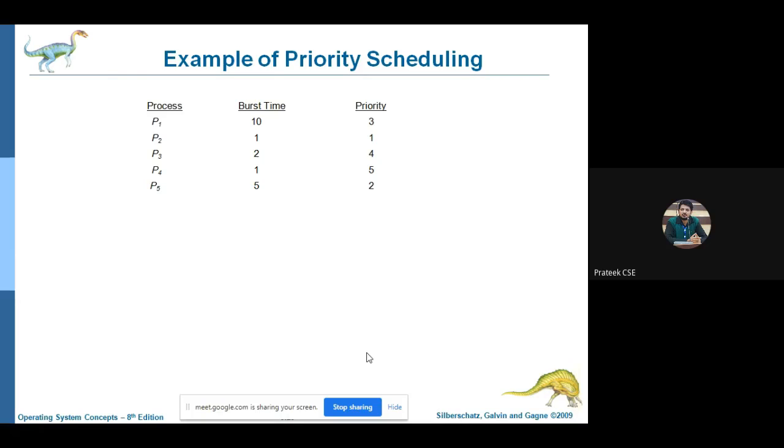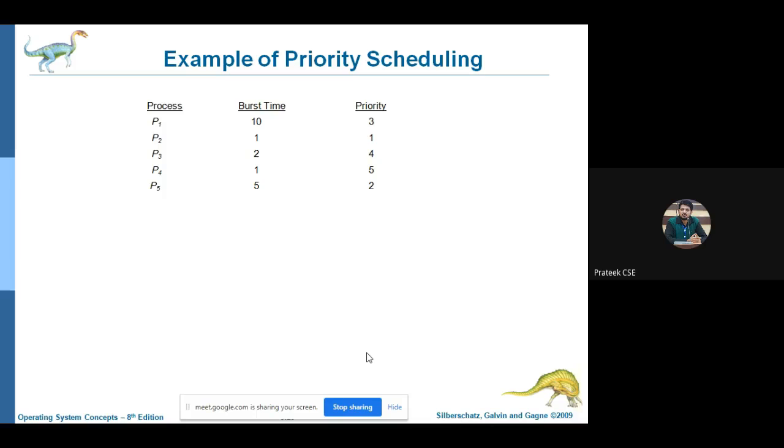In the first column we have 5 different processes from P1 to P5. In the second column we have their burst times. That means the P1 process requires 10 milliseconds to execute on the CPU. P2 and P4 require 1 millisecond. P3 requires 2 milliseconds, and the P5 process requires 5 milliseconds on the CPU.